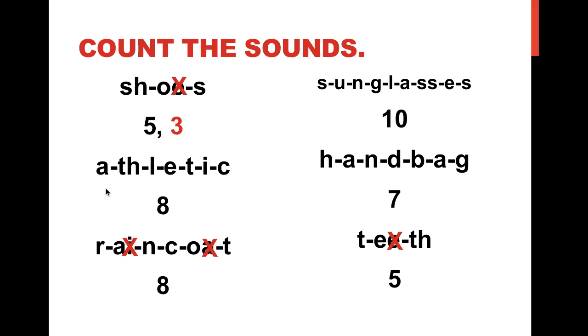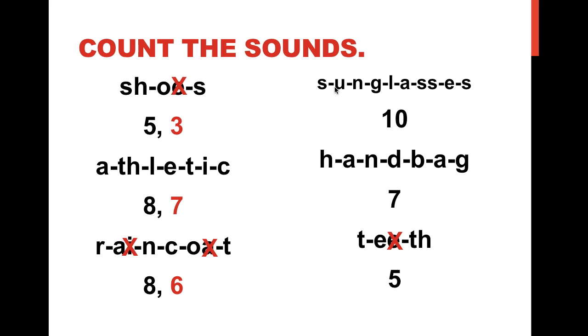Let's try the next one. A, th, l, e, t, i, k. 1, 2, 3, 4, 5, 6, 7. There are 7 sounds in the word athletic. 8 letters, 7 sounds. The next word, a, n, k, o, t. 1, 2, 3, 4, 5, 6. There are 6 sounds in the word raincoat. 8 letters, 6 sounds.